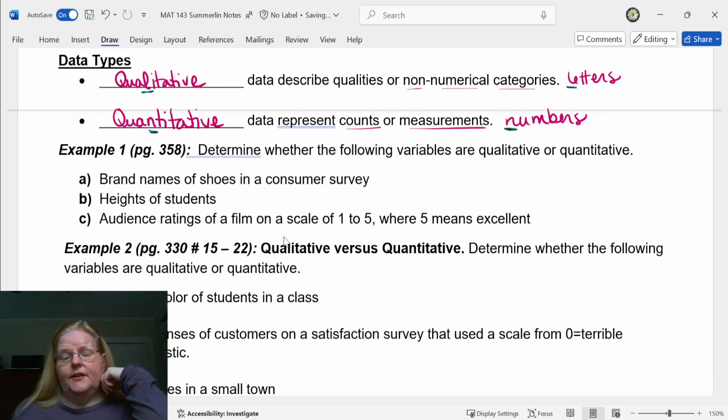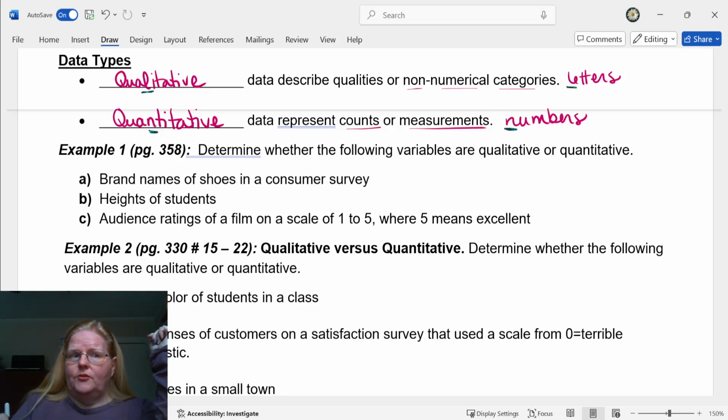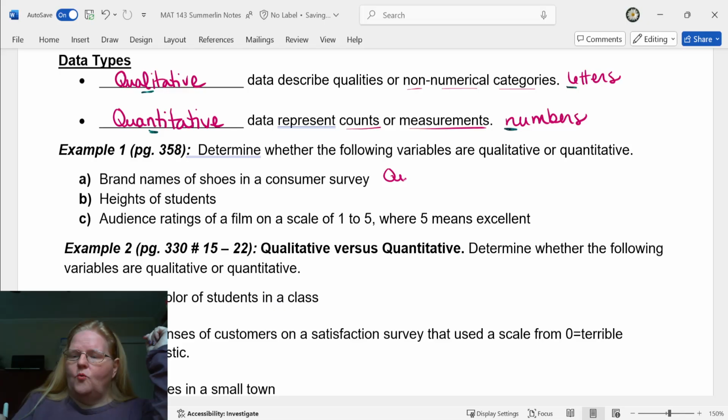So if you look down here in example 1, it says brand names of shoes in a customer survey. Brand names means that it's going to be full of letters, so that's going to be qualitative. Heights of students, heights are going to be numbers, so that's quantitative. And then audience ratings of a film on a scale of 1 to 5, where 5 means excellent.